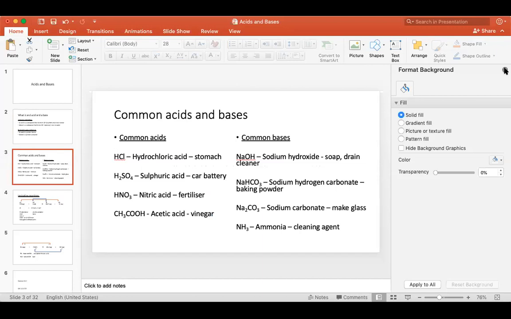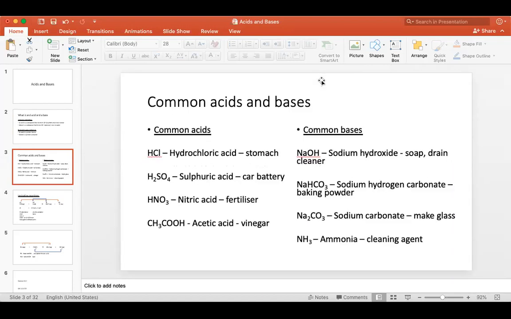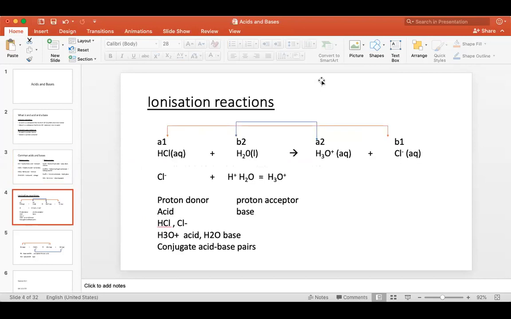Then we went into the common acids and bases that you get. Common acids: HCl, H2SO4, HNO3, and CH3COOH, acetic acid or vinegar, ethanoic acid. Common bases: NaOH, sodium hydroxide, sodium hydrogen carbonate, sodium carbonate, ammonia. Then we went into ionization reactions. We said acids ionize, and sometimes you get dissociation, like in the sodium hydroxide, the base that we did.